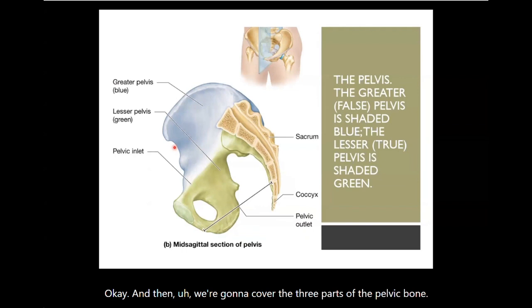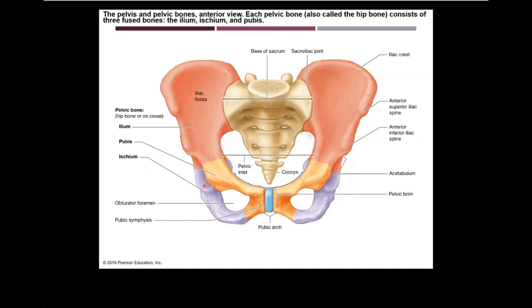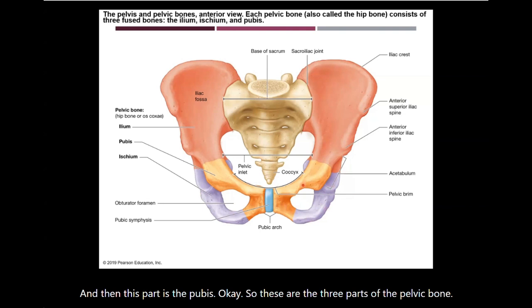Okay, and then we're going to cover the 3 parts of the pelvic bone, everyone. This top part is called the ilium. And then here we have the ischium. And then here we have the pubis. Okay, so what are they? This top part is the ilium. This part is the ischium. And this part is the pubis, okay? So these are the 3 parts of the pelvic bone. Let's make sure we know that.